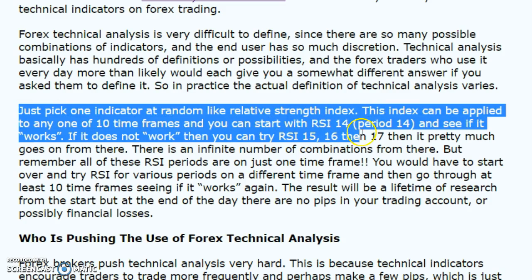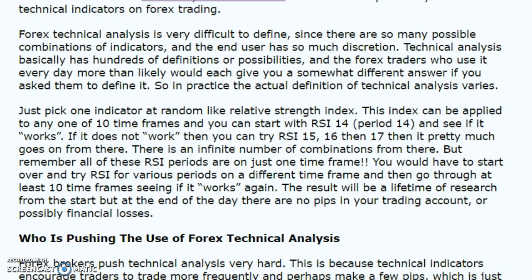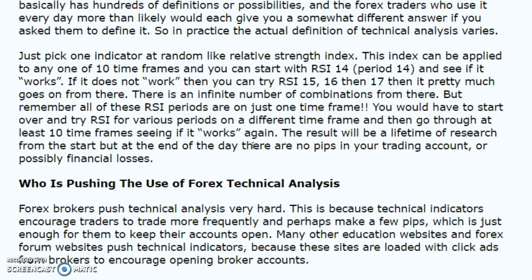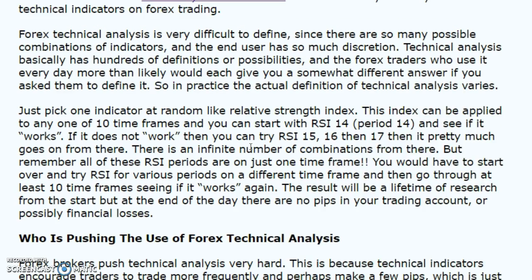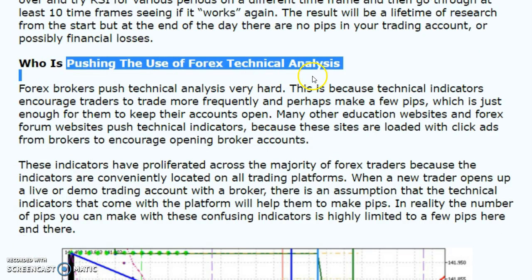If you take just one indicator, and you start trying it across different time frames and different time periods, like period 14, period 13, period 17, it just goes on, and what you wind up with is an infinite number of possibilities, hundreds, and if you start adding more indicators, thousands of possibilities, and not every single person is going to use them the same way. Now, who wants you to use technical analysis indicators?